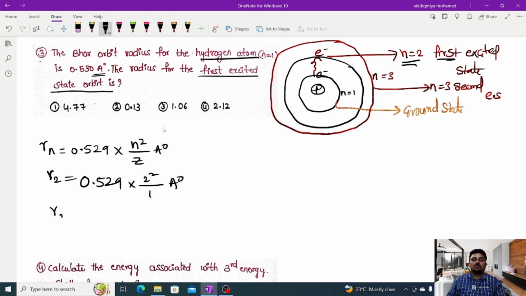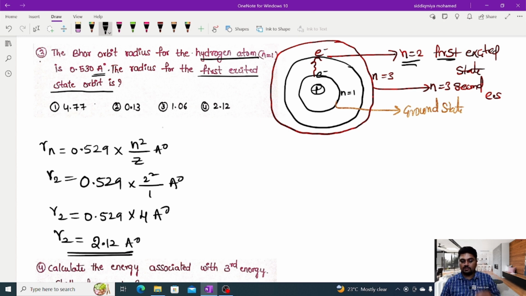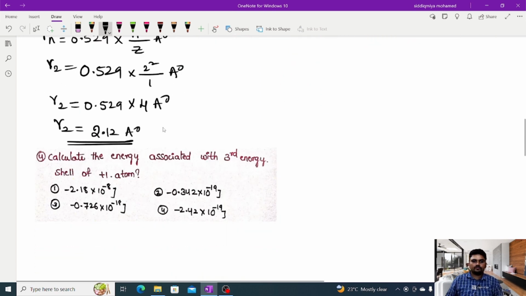So r2 is equal to 0.529 into 4 angstroms. So r2 is how much? You will get nearly 2.12 angstrom. This one is the answer. Like this. And next one.